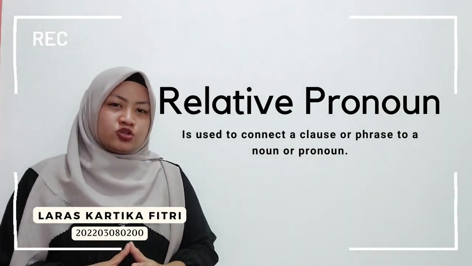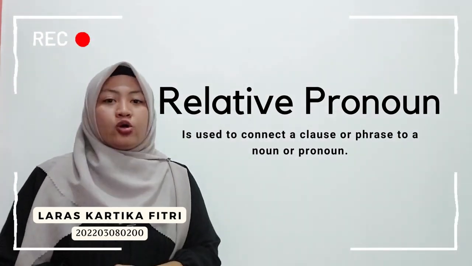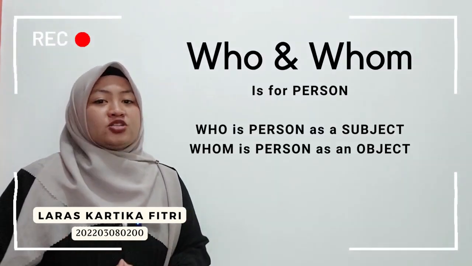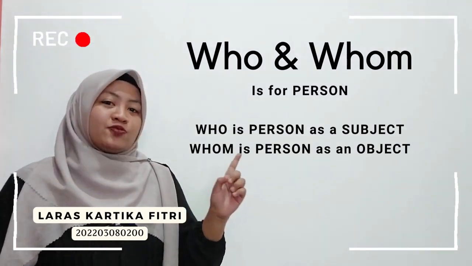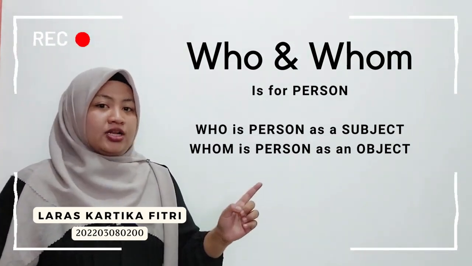Okay guys, these are the important things that you have to remember. First, a relative pronoun is used to connect a clause or a phrase to a noun or pronoun. So basically, a relative pronoun is used to connect two kinds of sentences that have the same subject or object. Okay, now we are going to talk about who and whom. Who and whom are for a person, but there are differences between these two. Who is for a person as a subject, and whom is for a person as an object.